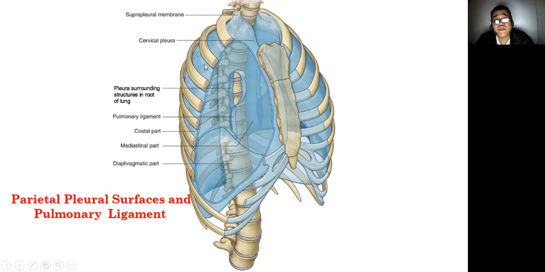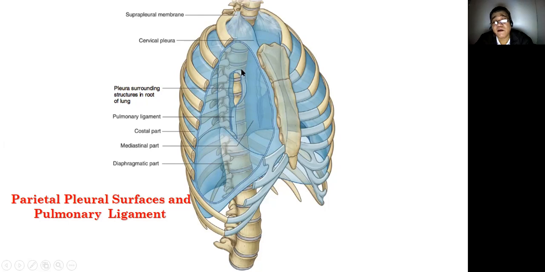The parietal pleura, by the way, has an apex which extends about 1 to 2 centimeters above the upper margin of the first rib. That part of the pleura that extends over the margin of the thoracic inlet is known as the cervical pleura.